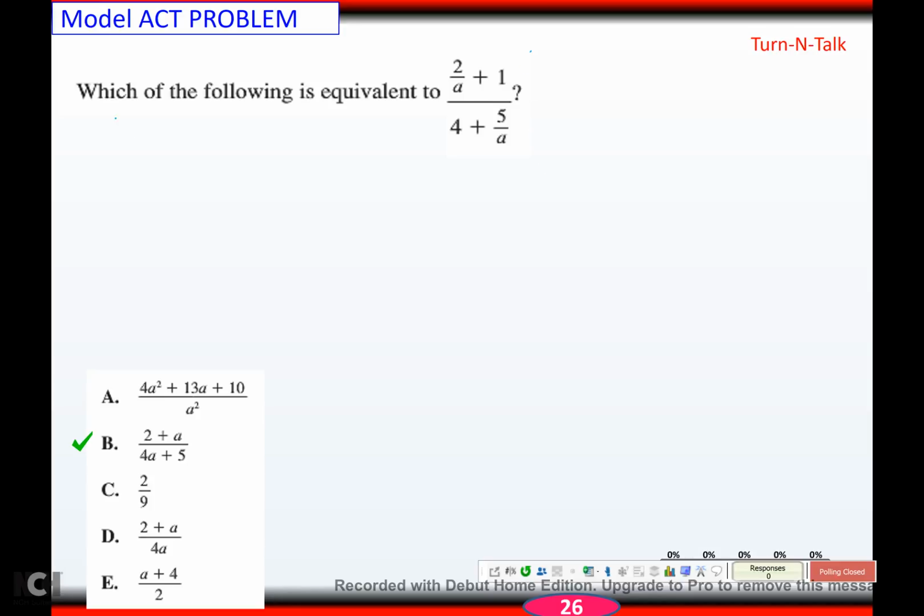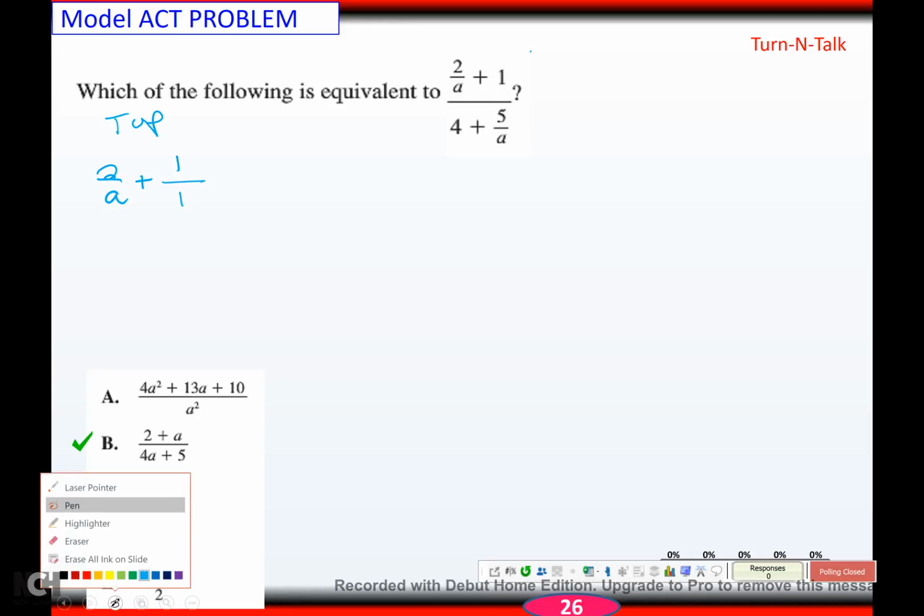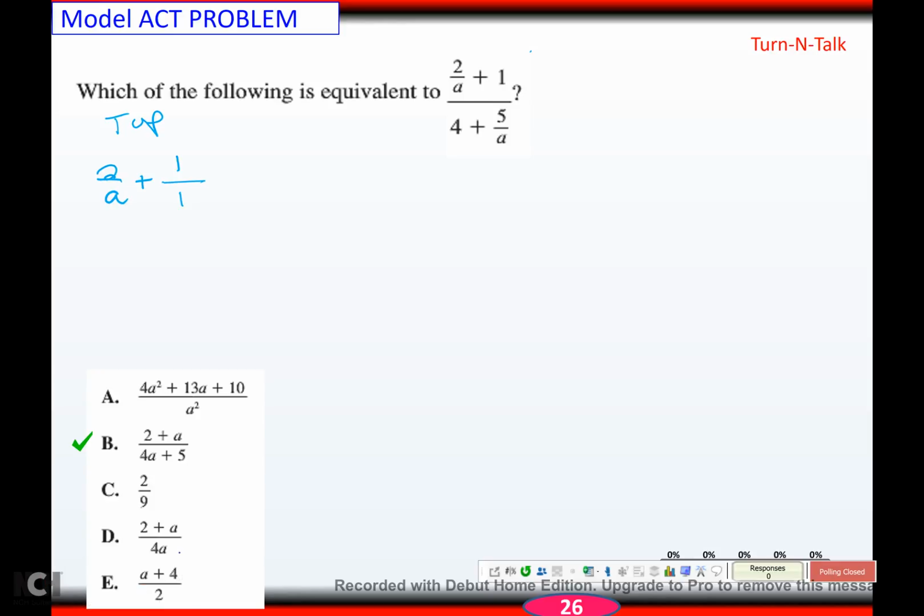So on top, I have 2 over a plus 1 over 1. All right, well, I need a common denominator, which is going to be a. So would you agree that a over a is still 1? And it is. Now they have a common denominator. So I'd have 2 plus a over a on top.